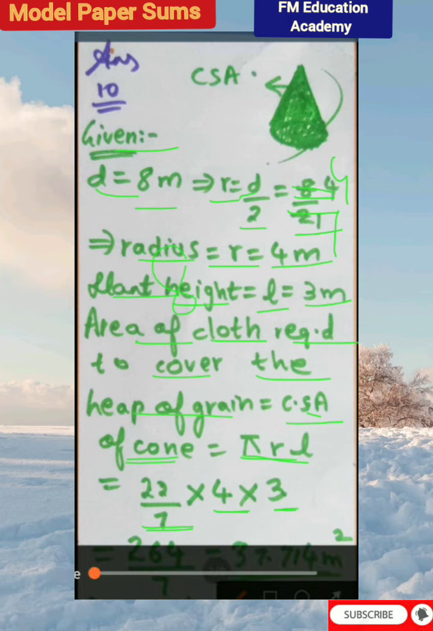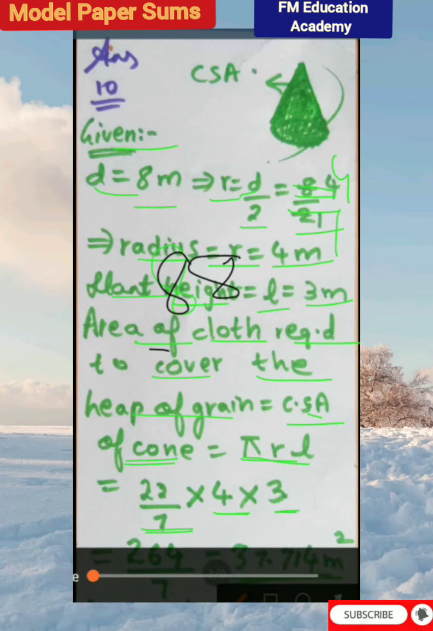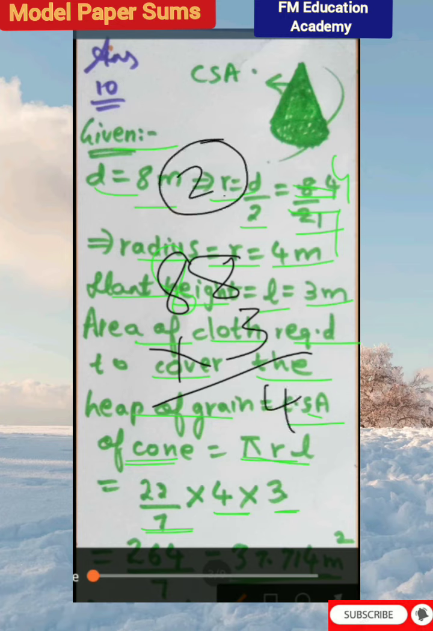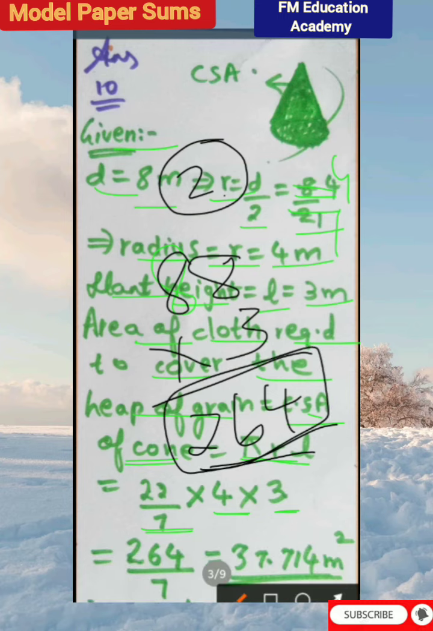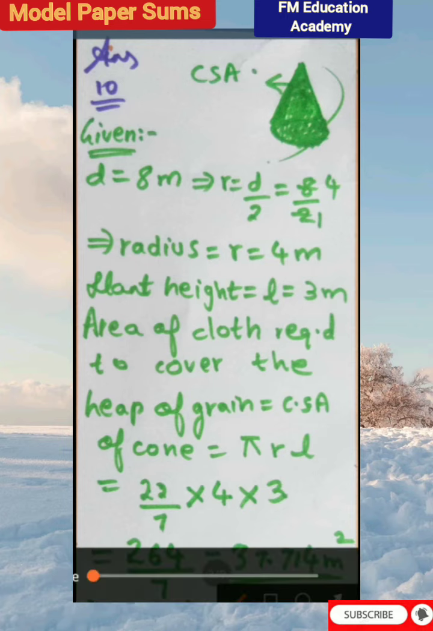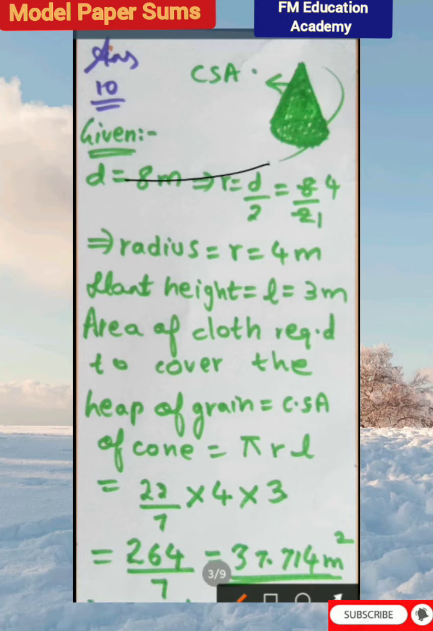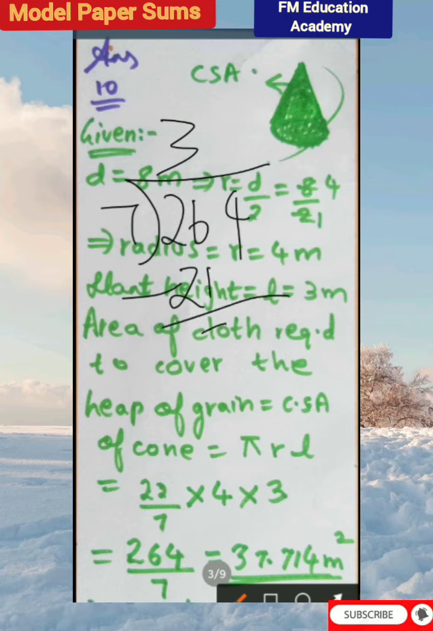So 88 into 3. 88 into 3 is, 3 8s are 24, 3 8s are 24, 24 plus 2 is 26. So we got the numerator as 264 by 7. So now divide 264 by 7. 7 3s are 21. 6 minus 1 is 5. Take 4 down. 7 7s are 49.